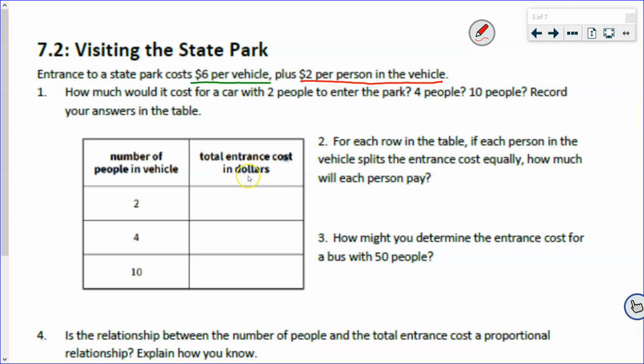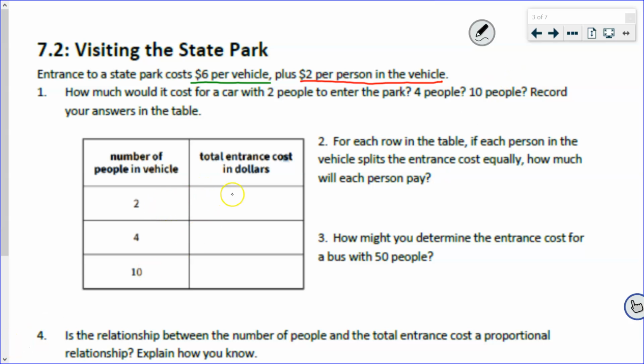So we need to fill out this table. How much will it cost for a car with 2 people in that car, 4 people in that car, or 10 people in that car? I'm going to have you guys pause the video, give this a try, because I'm hoping that there's going to be some mistakes made that we can learn from. So pause the video, give it a try, and then we'll go over it.